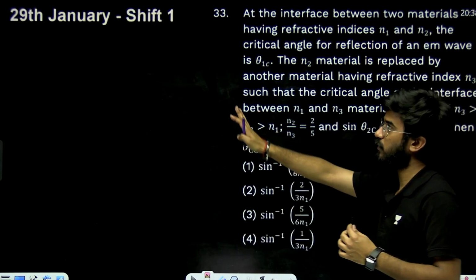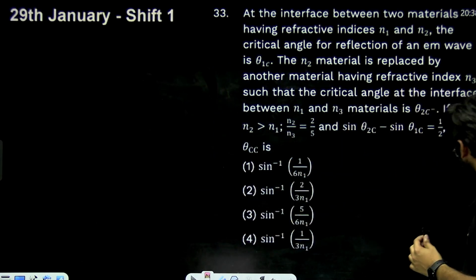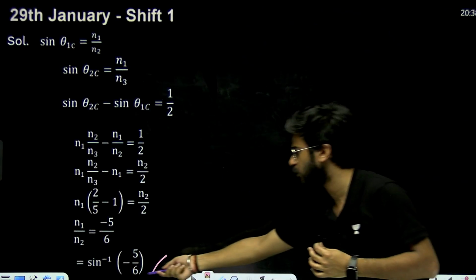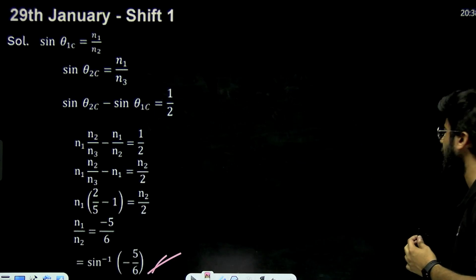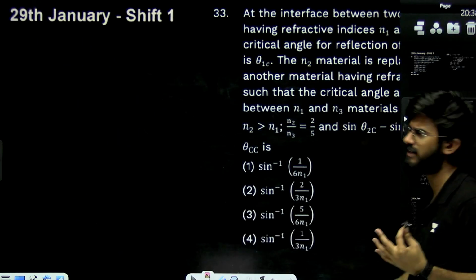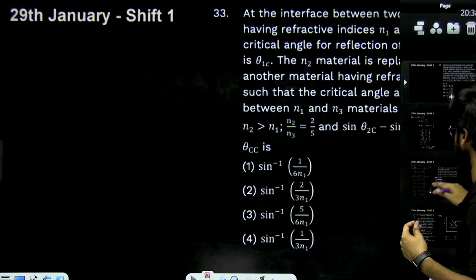So in this particular question, 29 Jan shift 1, we have solved this question and got an answer, but no answer is matching here. So this question is controversial. NTA should see this particular question.